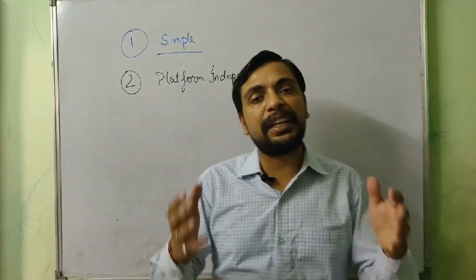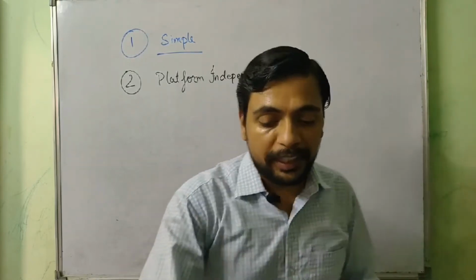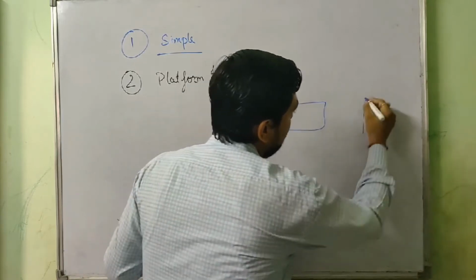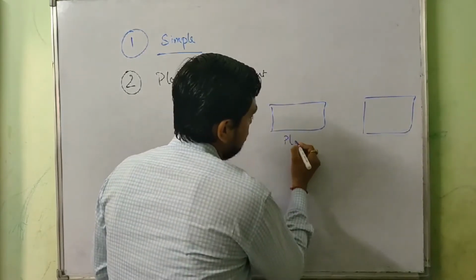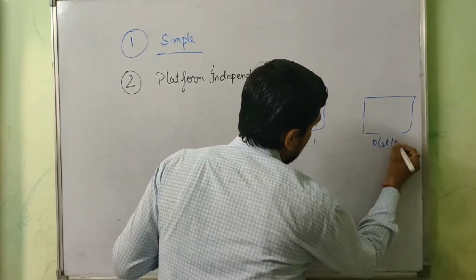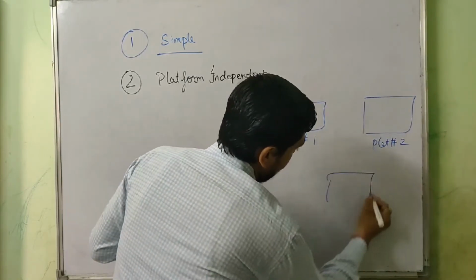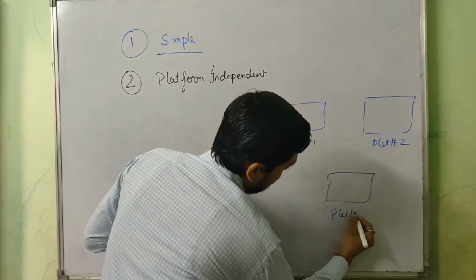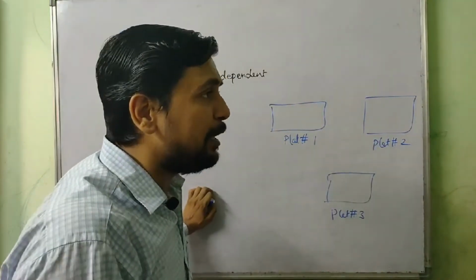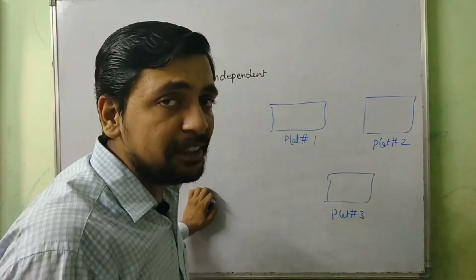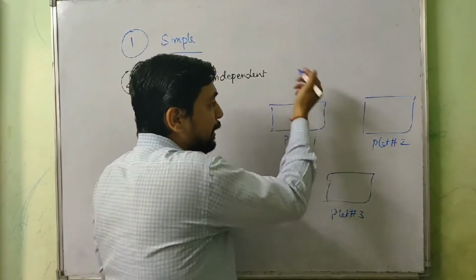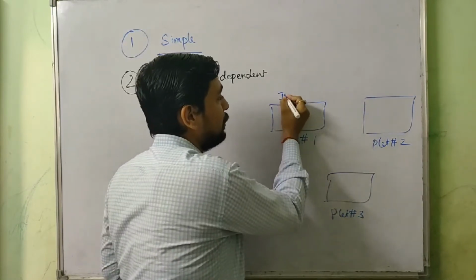Whenever we create a program, suppose we created a program. Now I'm showing you three platforms. So this is platform number 1, this is platform number 2, and this is platform number 3. All three of them have different machines and different operating systems, different CPU and different operating system on it. Okay, now you created a Java program here.